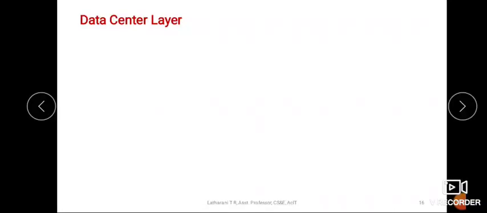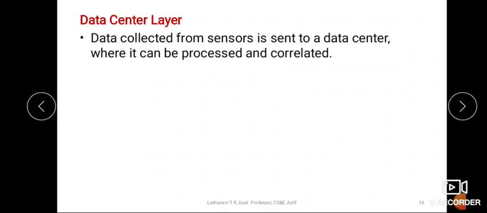Then the data center layer, which is nothing but the cloud layer. Data collected from sensors is sent to the data center where it can be processed and correlated. Do you remember the correlate function which we had studied in streaming analytics? Correlate means the current real-time data it has received will be matched with the stored data history, and it will derive something. So if a pattern is changing, it will derive some insight from it and take corrective measures.